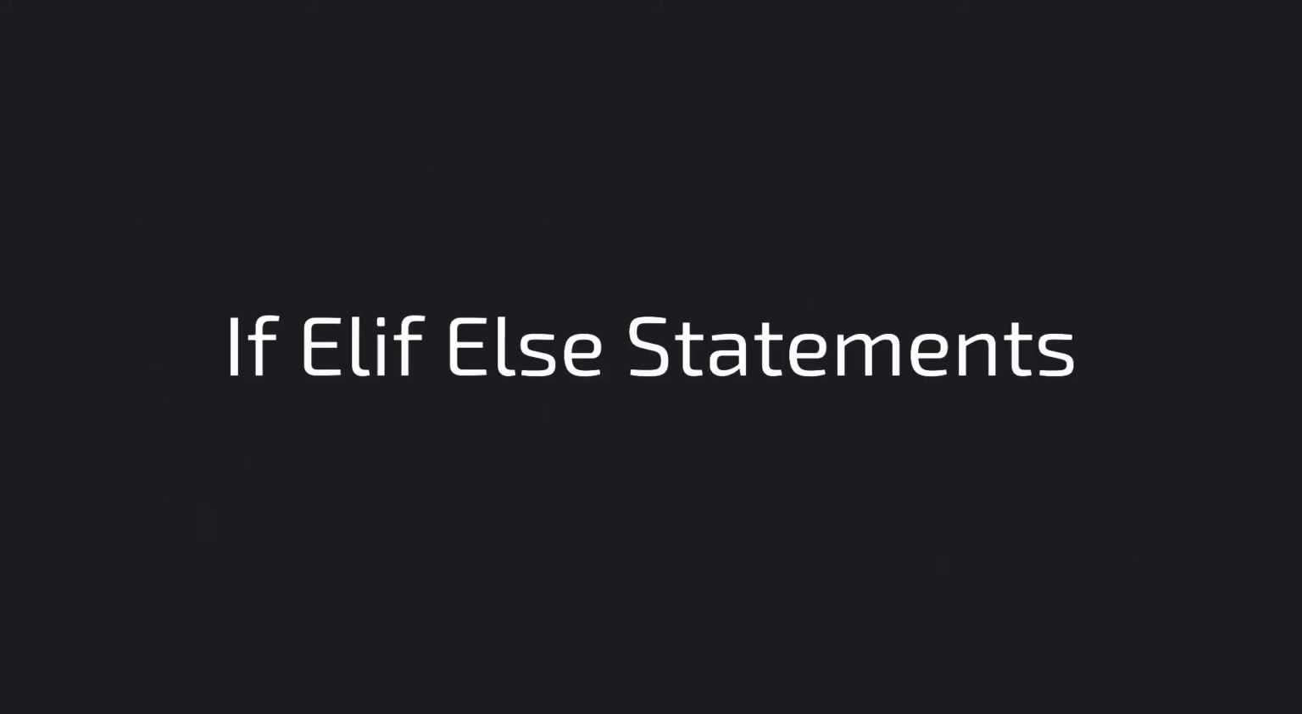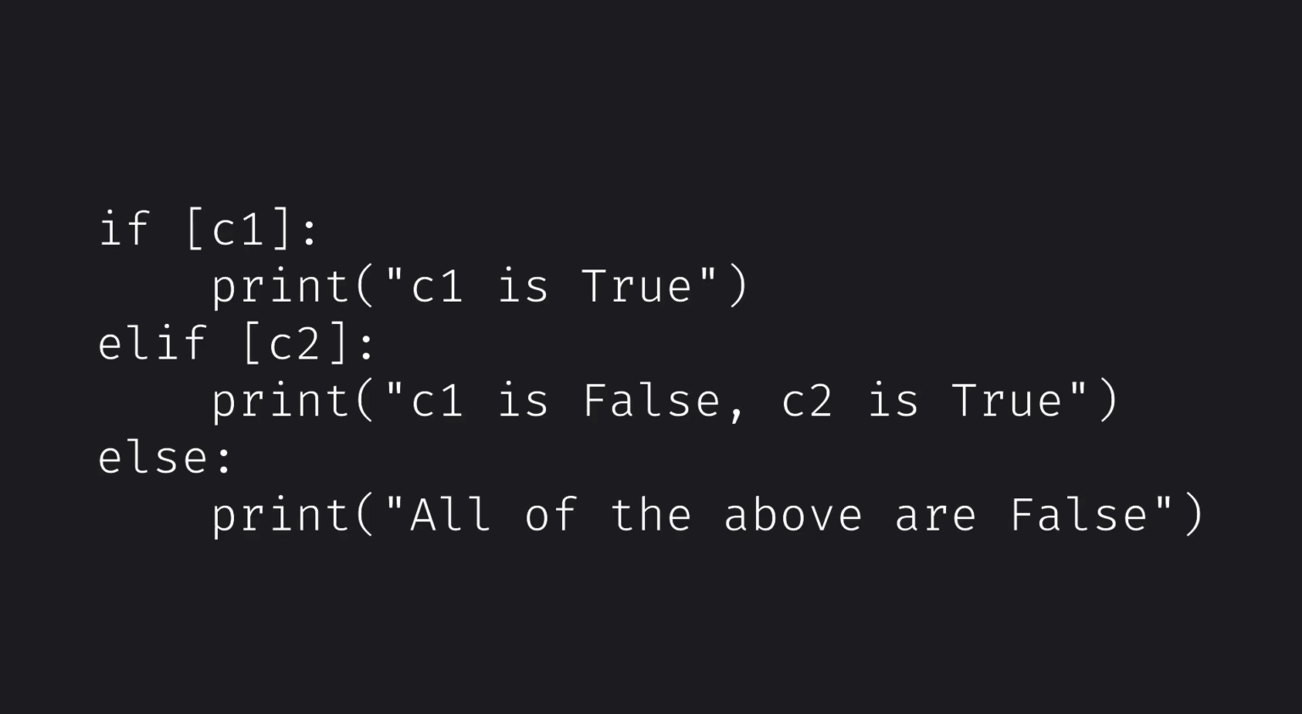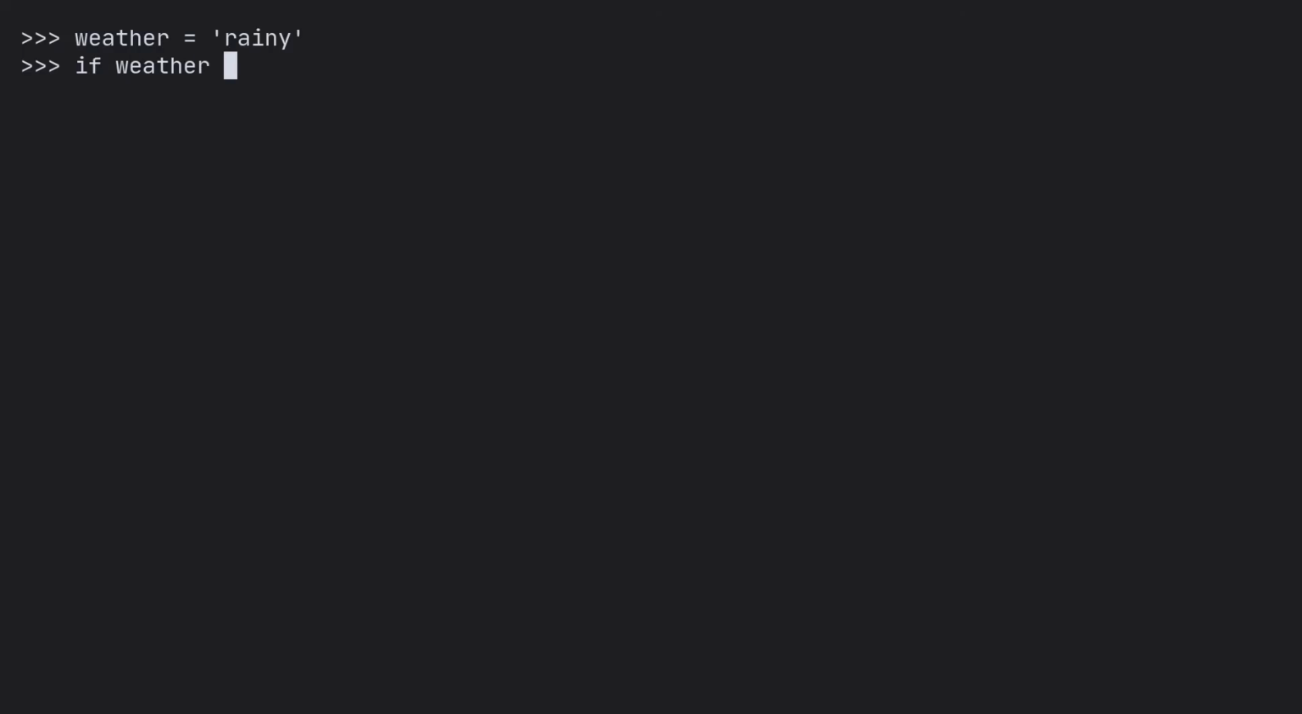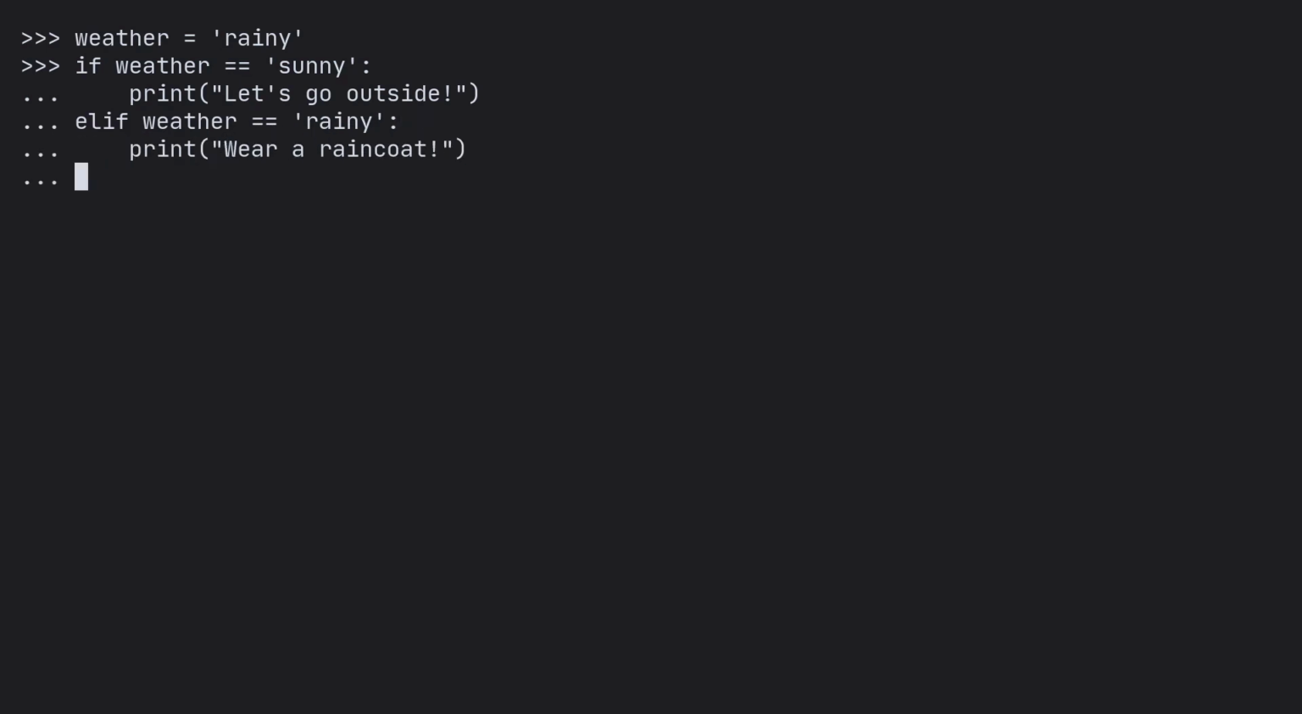And it turns out there's an easier way to do this same thing. Enter the elif clause, short for else if. If the first condition is false, then evaluate this condition instead. So now we can write the above like this. And we can see that it asks us to wear a raincoat.